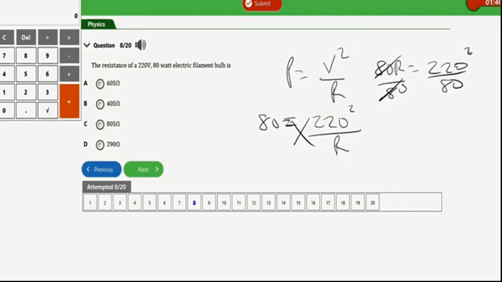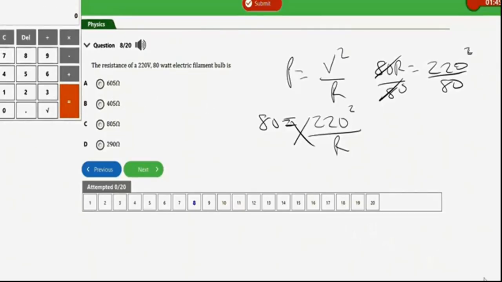So our resistance will be, so you have 220 times 220 divide 80. Sorry, let me write it this way. We have 220 times 220. Okay, divide this by 80. So we have 605. The correct option is option A. Alright, ohms. That will be the answer to that question.